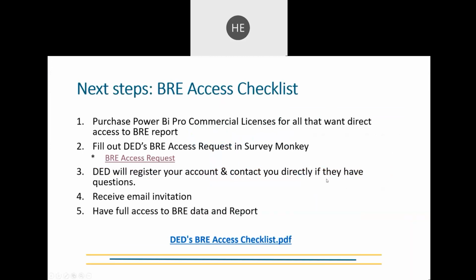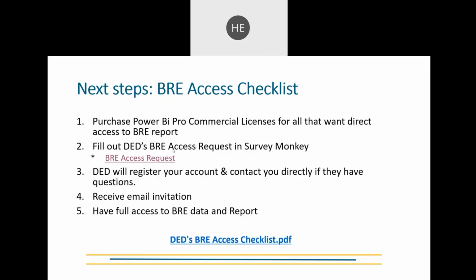So if you are interested in Power BI and sharing data with us, here are the next steps that you need to go through to get our access. First off, you need to purchase the Power BI Pro commercial license. It has to be a Pro commercial. It cannot be a government license. It has to be commercial.